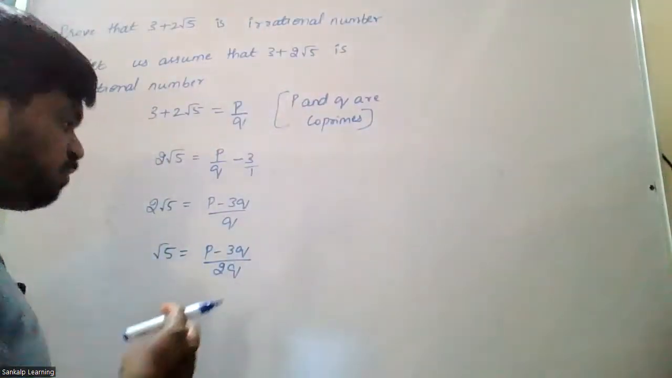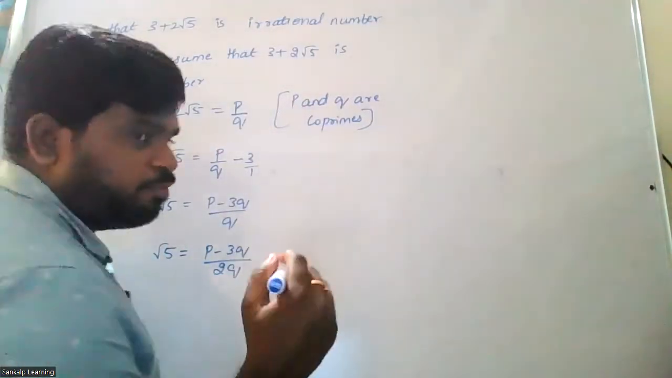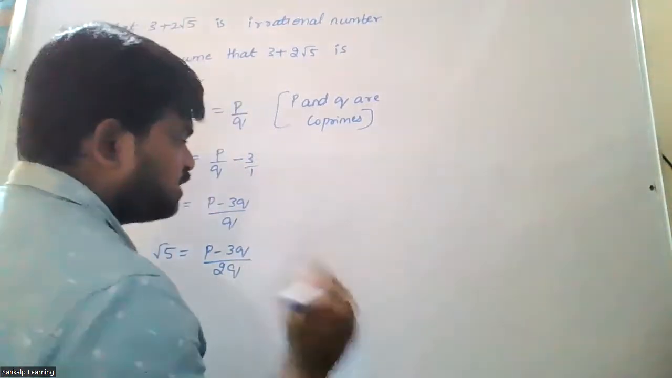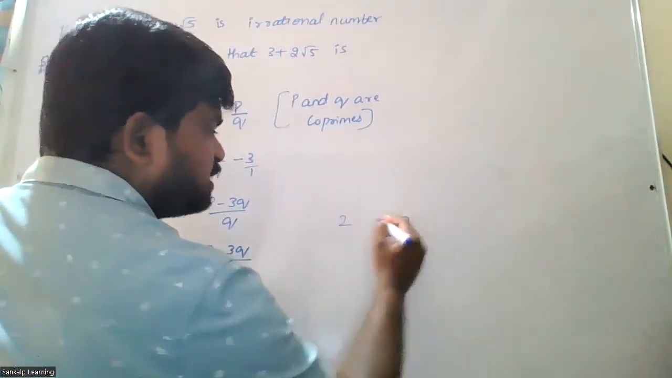Okay, now observe, but if you divide, you won't get back integers. For example, 2 is an integer, 3 is an integer.